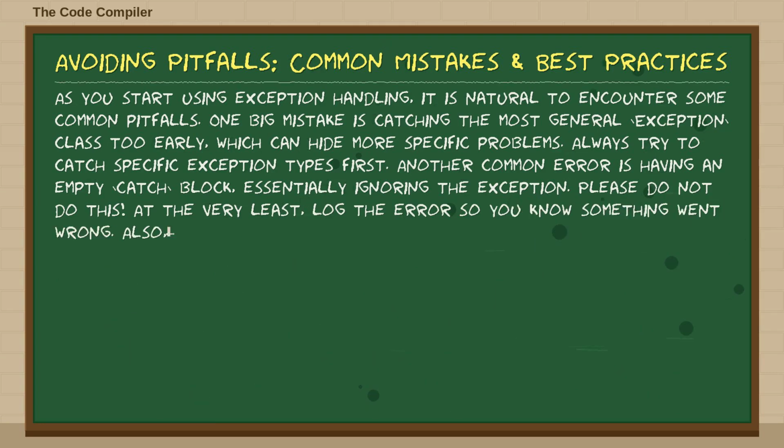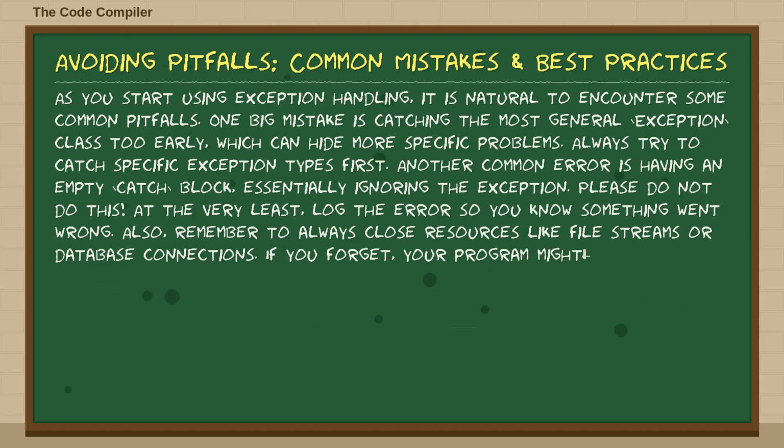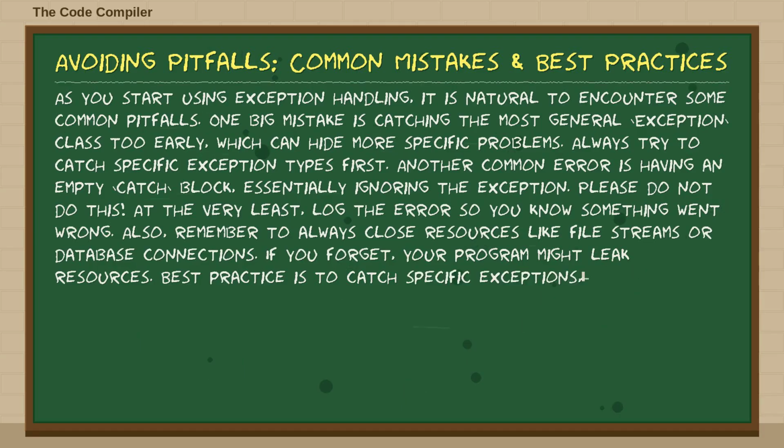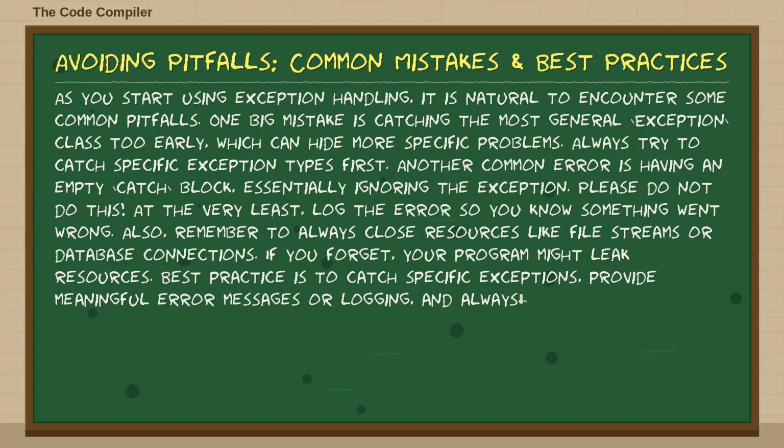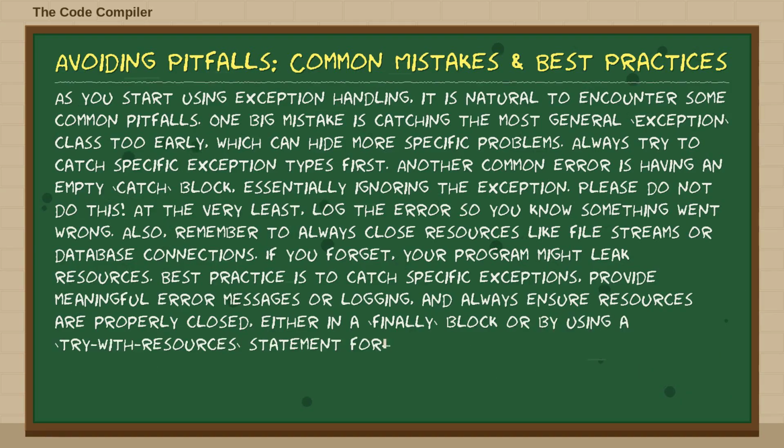Also, remember to always close resources like file streams or database connections. If you forget, your program might leak resources. Best practice is to catch specific exceptions, provide meaningful error messages or logging, and always ensure resources are properly closed, either in a finally block or by using a try-with-resources statement for auto-closing resources.